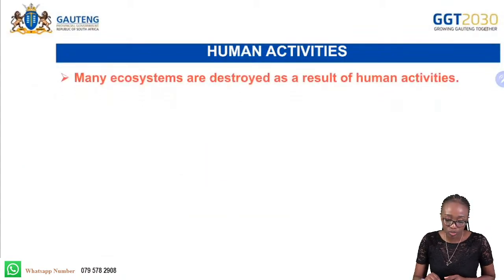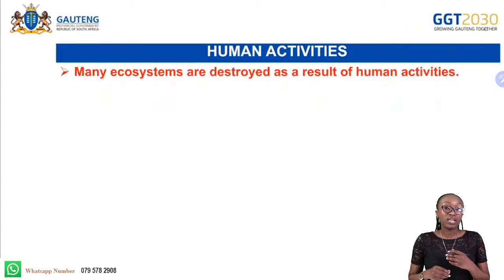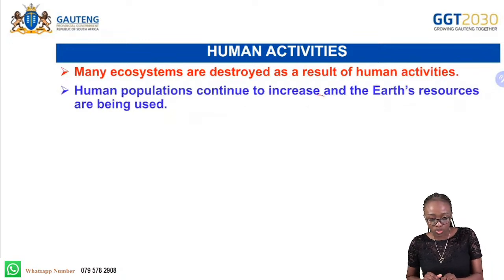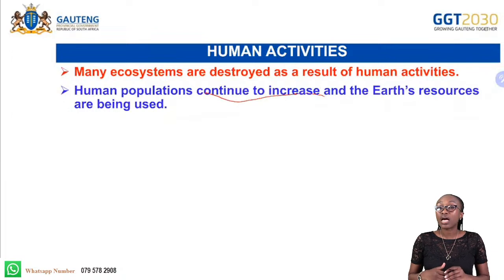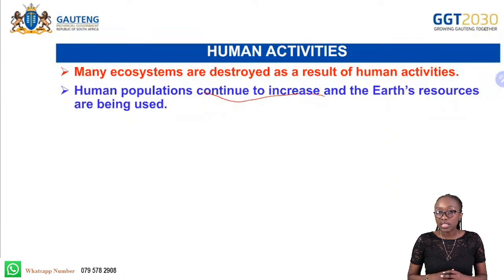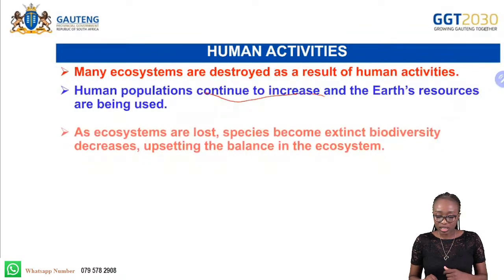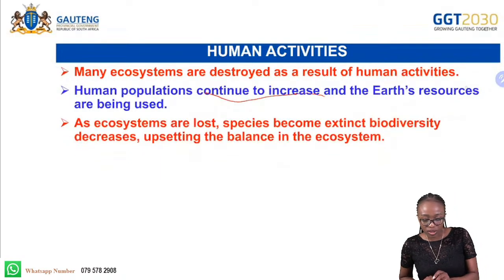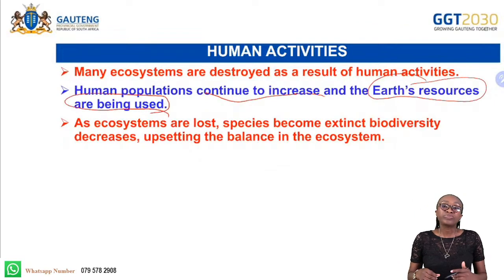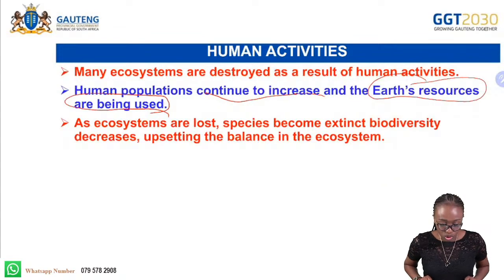Now let's talk about human activities that result in the destruction of natural ecosystems. So many ecosystems are destroyed as a result of human activities, and human populations continue to increase, and the earth's resources are being used. Every day a new child is born and the human population increases. What does it mean? An increase in the earth's population means the earth's resources are being used. Now there's an extra member, and the earth's resources will continue to be used more and more.